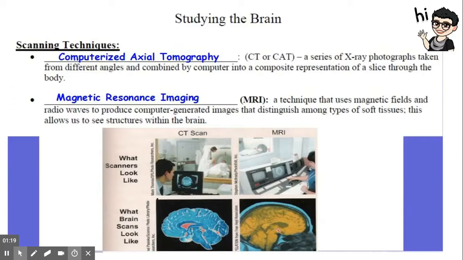scanning the brain, is magnetic resonance imaging. It is a technique that uses magnetic fields and radio waves to produce computer-generated images that distinguish among the different tissues. So your soft tissues will vary from other forms of tissue.